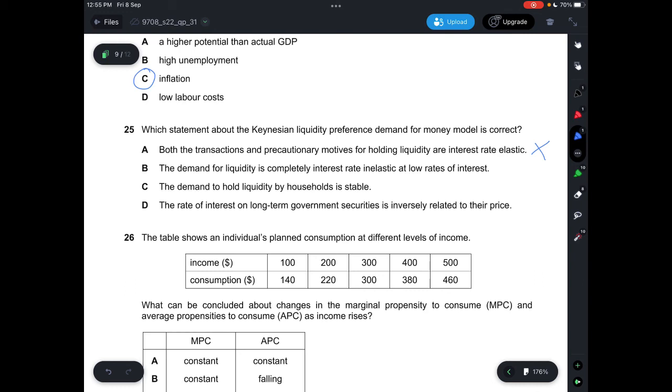And B, the demand for liquidity is completely interest rate inelastic at low rates of interest, which is incorrect. It's elastic. And C, the demand to hold liquidity by households is stable, which is incorrect. So the answer for this should be D. The rate of interest on long-term government securities is inversely related to their price, which is correct because this is how the curve looks like. So I'll say D.